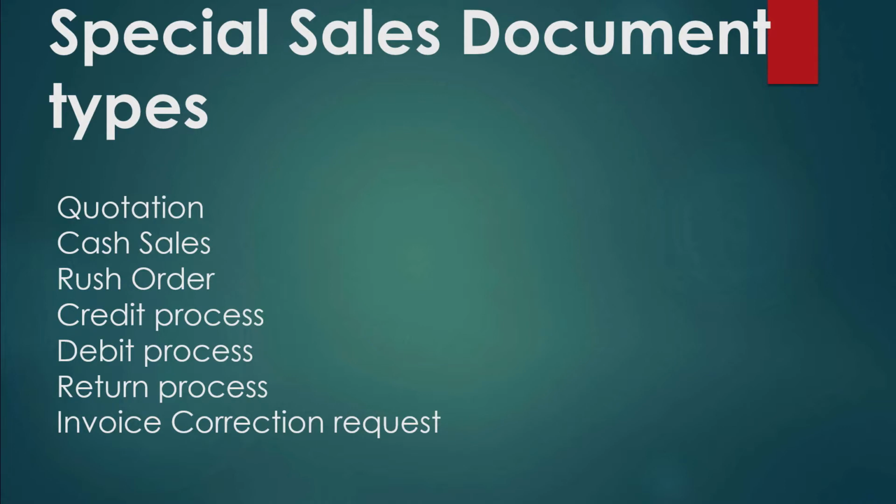In section 6, we will cover all the different sales document types which SAP allows you to create. The sales document types which we will focus on are the standard processes most commonly used in the SAP SD module. The document flows which we will look into are the following: quotation, special order sales, such as cash sales process and rush order process, the credit and debit cycle, as well as the return and invoice correction request process. We will also look at the contract and scheduling agreement.